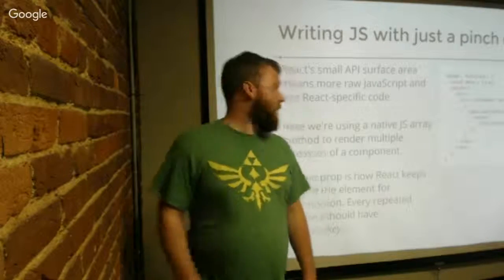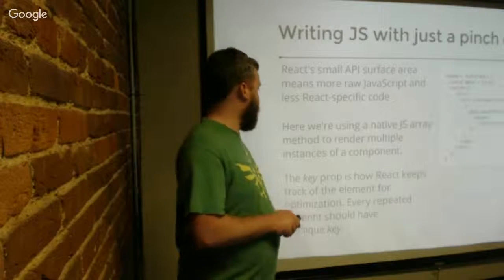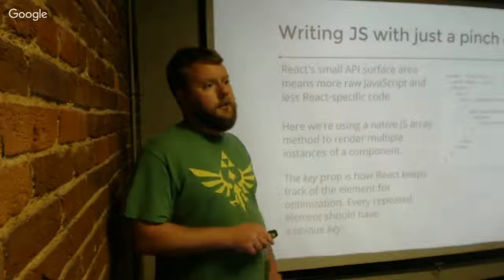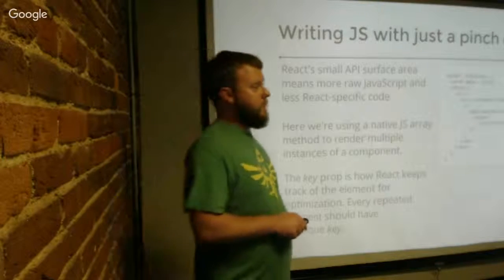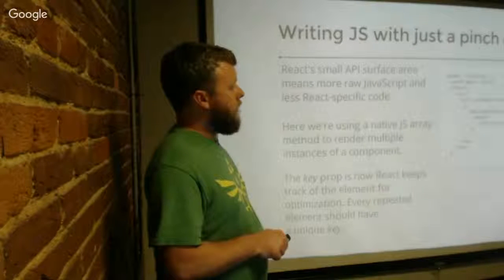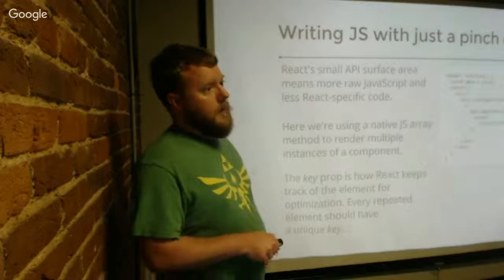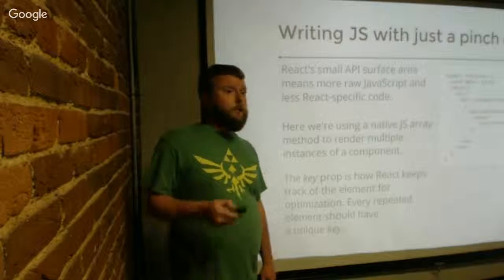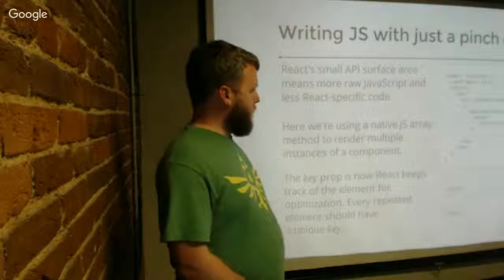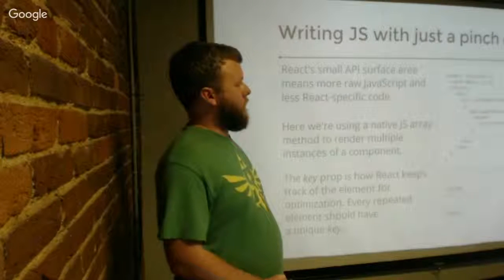The key prop that is right here is how React keeps track of the element that we're iterating over, and it uses that for doing its optimization. In fact, if you do loop-based rendering like this and don't include a key attribute, React will yell at you. So the result is that we now have button 3 and button 4 because we are looping over an array containing the numbers 3 and 4.